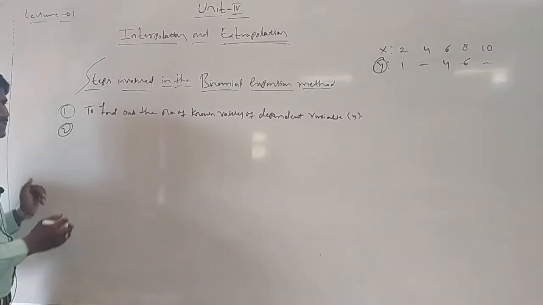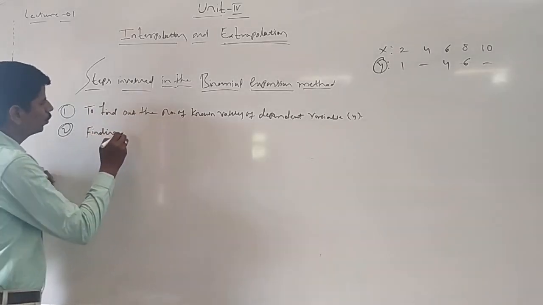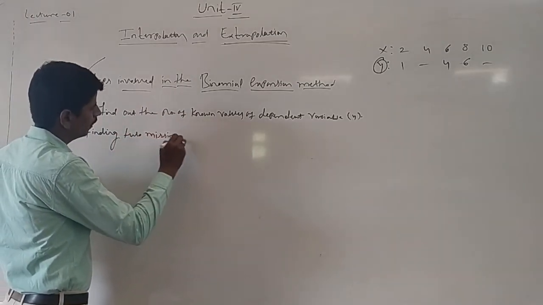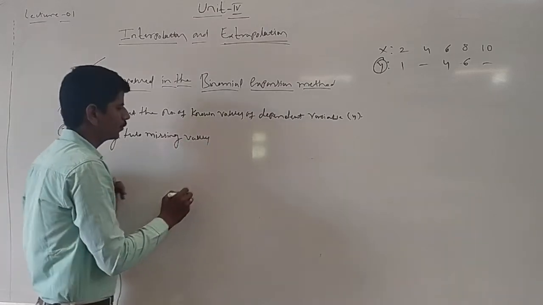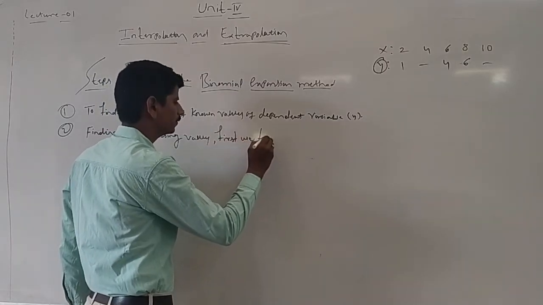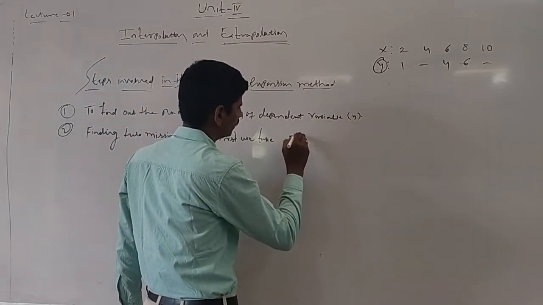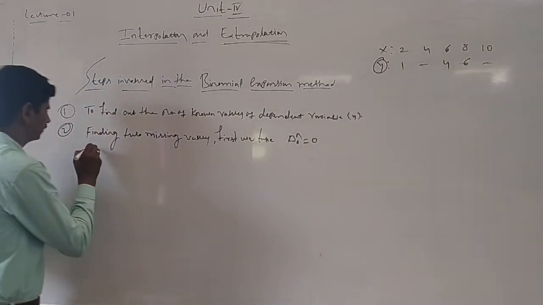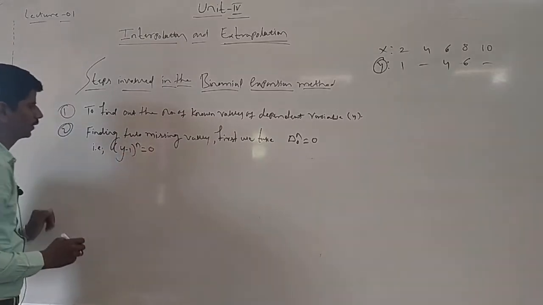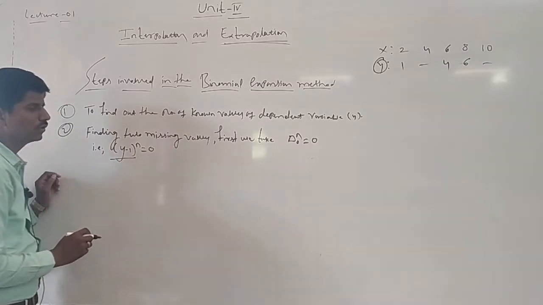Second step, finding the two missing values. First we take delta naught equal to 0, that is, (y minus 1) to the power n equal to 0.